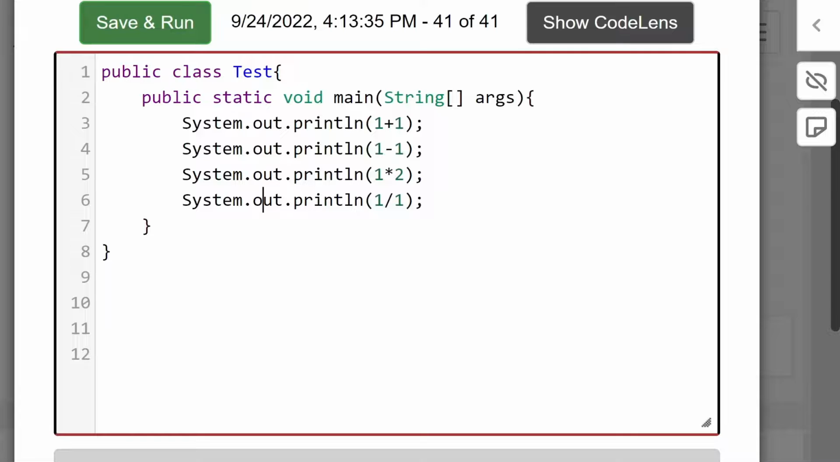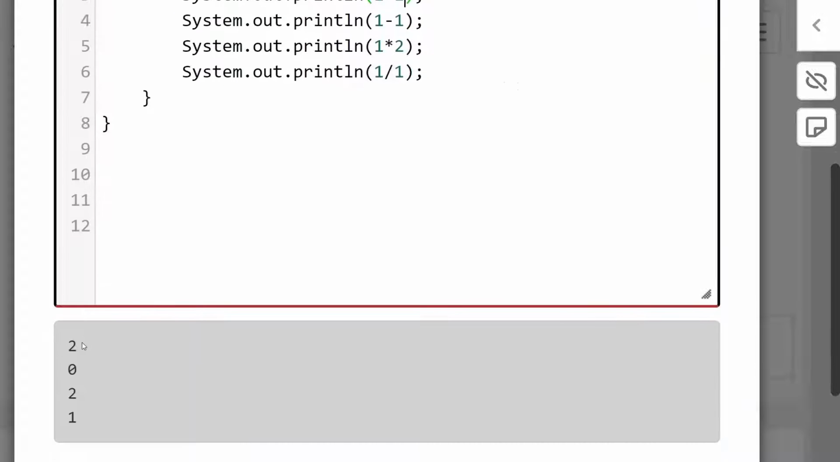If I hop over to my code here, you'll be able to see four commands that showcase all four of these operators in action. So the System.out.println command basically evaluates whatever expression is within these parentheses, right? So it does 1 plus 1, and that equals 2. And then it prints out the value down here.